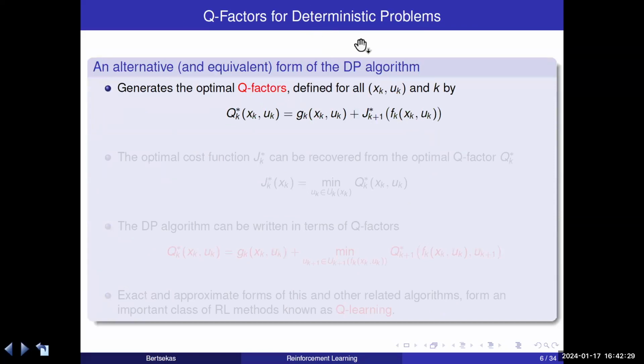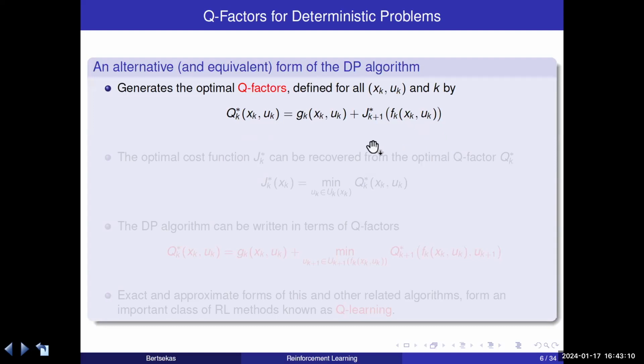But before we go into that, let's look at the concept of a Q factor. The Q factor is a function of state and control pairs. And for xk and uk at stage k, it takes this form. It is the immediate cost using uk plus the optimal cost to go from the next state. So it can be viewed as the cost that you would obtain if you were to use uk at xk and then act optimally afterwards.